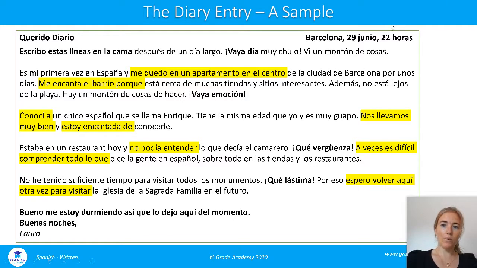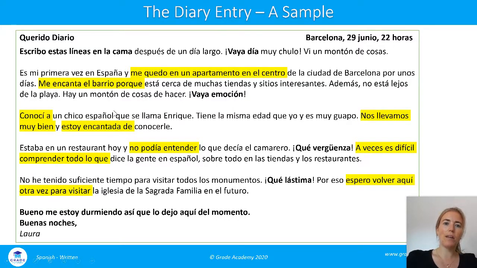So we've opened up at the start with our date. So 10 o'clock at night is when this is written. Querido diario, dear diary, escribo estas líneas en la cama después de un día largo. I'm writing these lines in bed after a long day. Vaya día muy chulo. So what a cool day. What a very cool day. Vi un montón de cosas. I saw a lot of things. Es mi primera vez en España. It's my first time in Spain. Y me quedo en un apartamento en el centro de la ciudad de Barcelona por unos días. And I'm staying in an apartment in the center of the city of Barcelona for a few days.